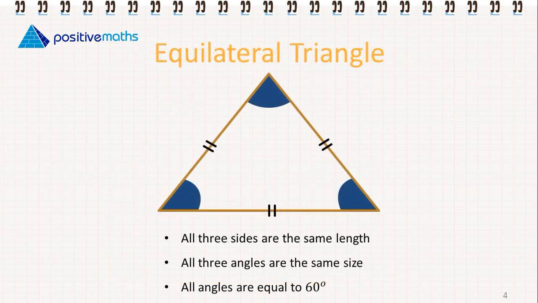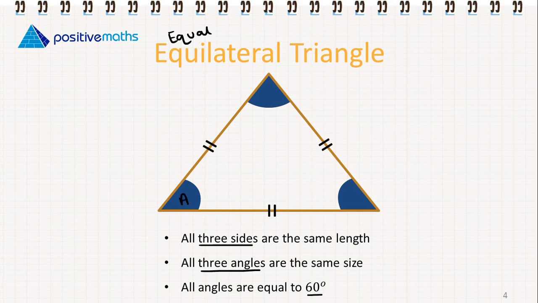Equilateral triangles. The clue for remembering what type of triangle this is is in the name. So we think of equal. All sides are equal. All angles are equal. And they're all equal to 60 degrees.